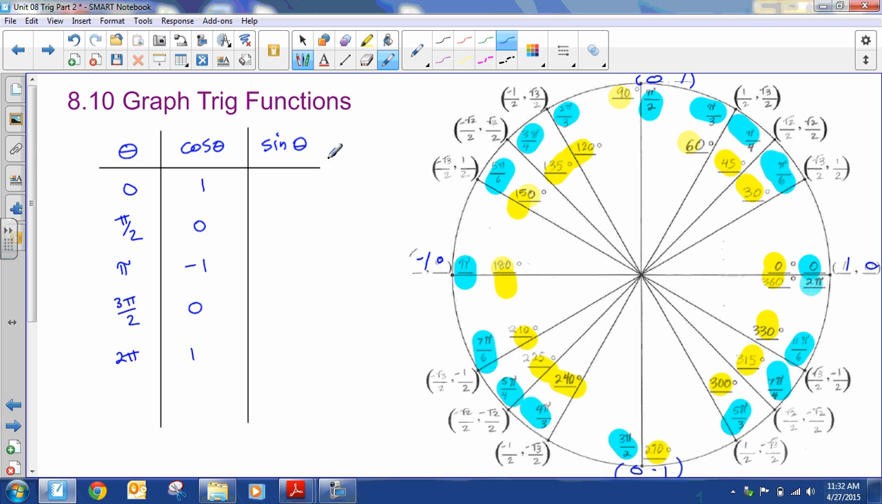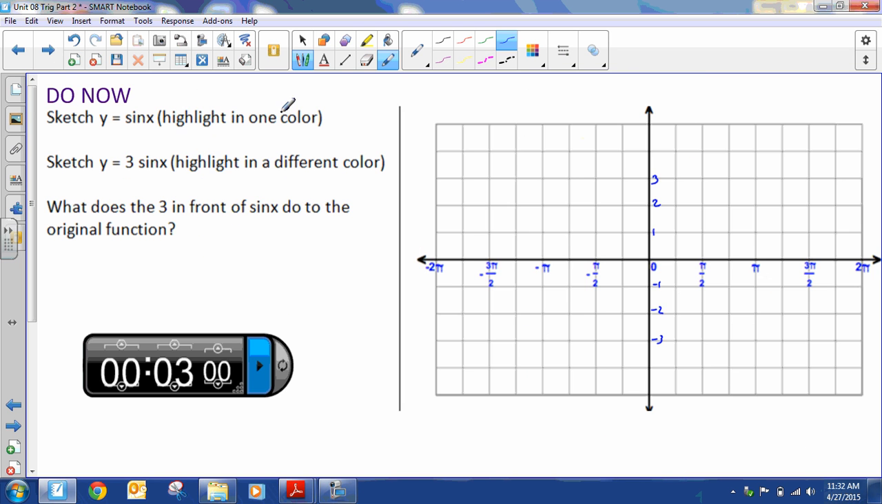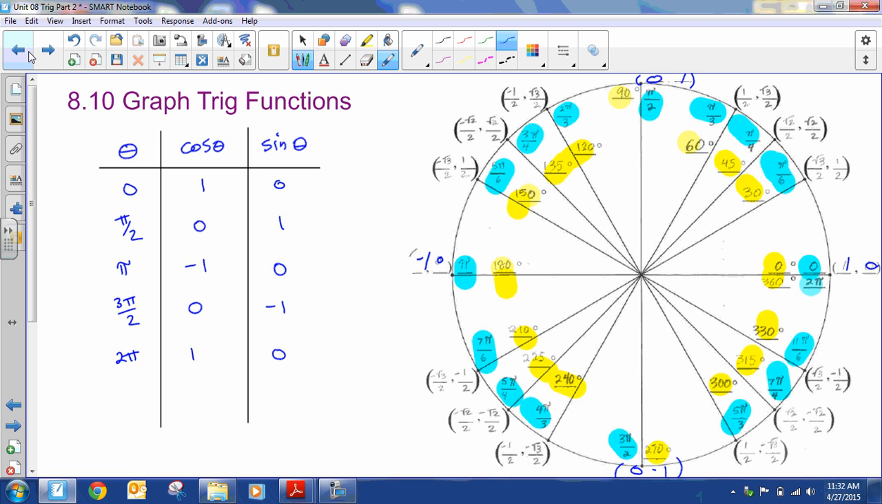Now sine of theta, sine of 0 is 0. It's the y value. And it becomes 1 up here. It's 0 again. And then -1. And finally, we're back home at 0. Okay, so now we have something to work with. We have a table, and let's go ahead and graph sine first.